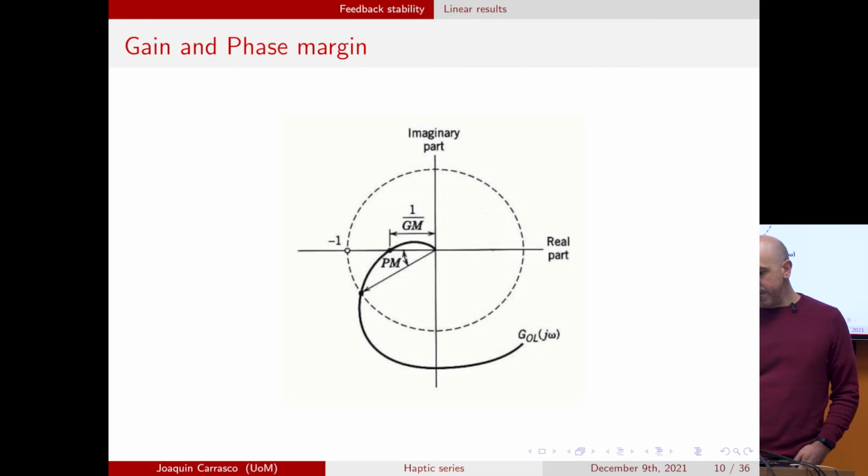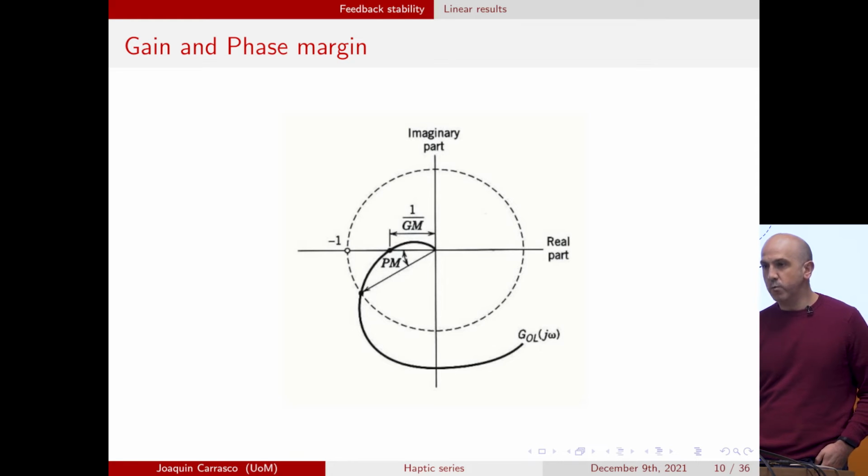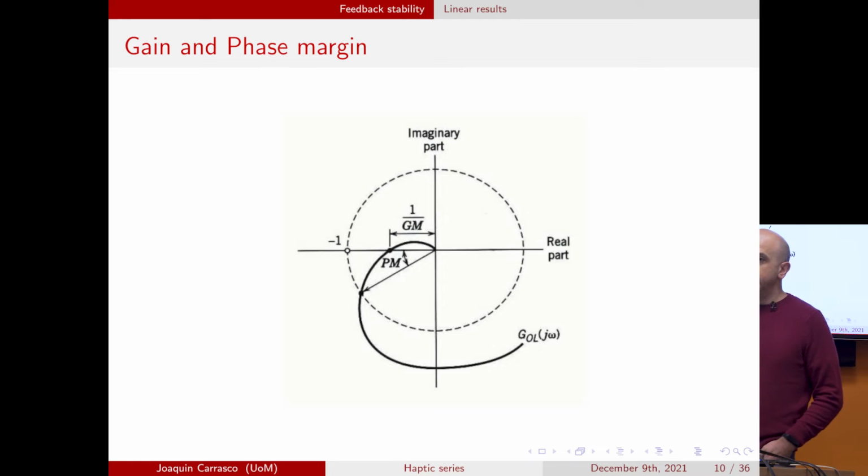In the same way, you have the phase margin. The phase margin is defined where the loop transfer function touches the circle at -1. At this point, this angle here is called the phase margin. And actually the phase margin is telling you how much delay you can accommodate in your loop before you become unstable.